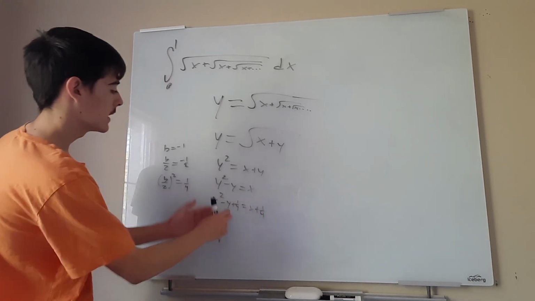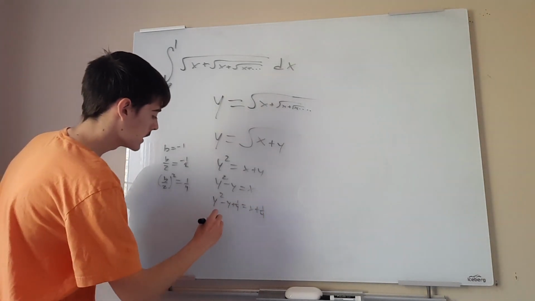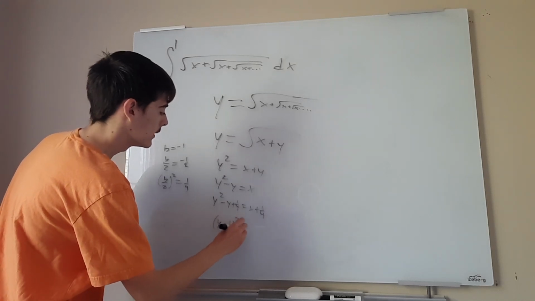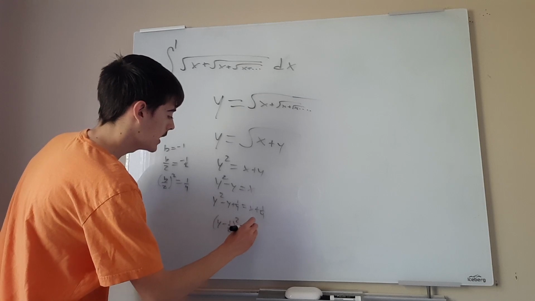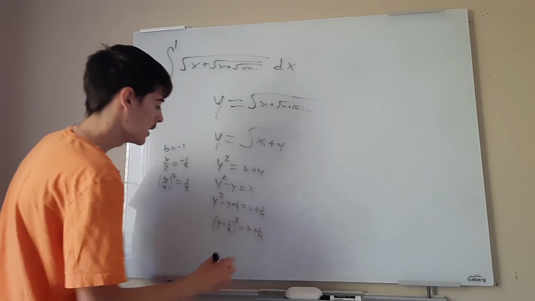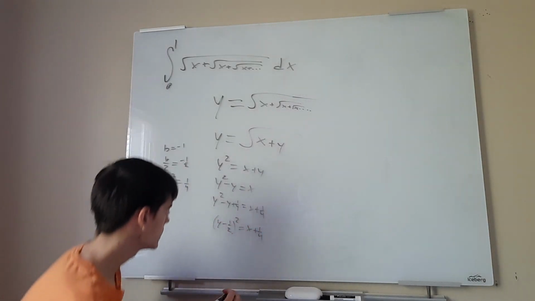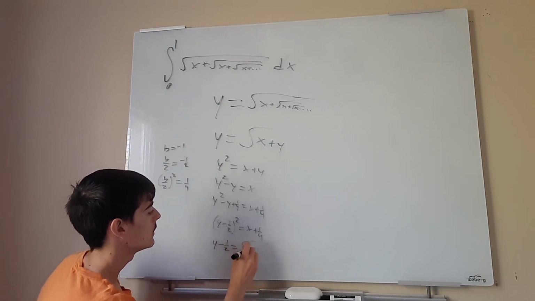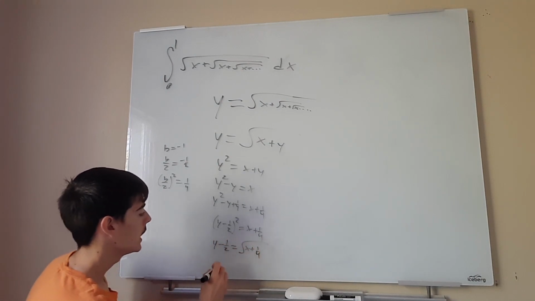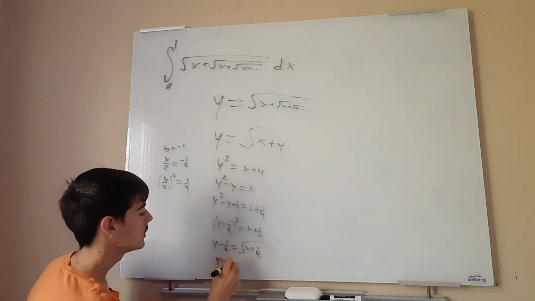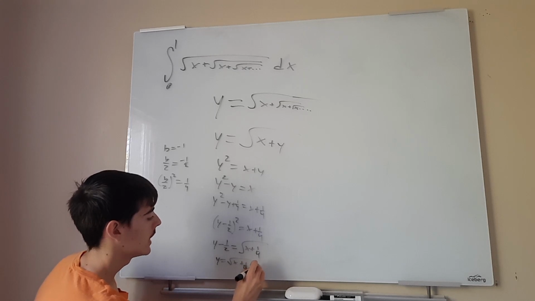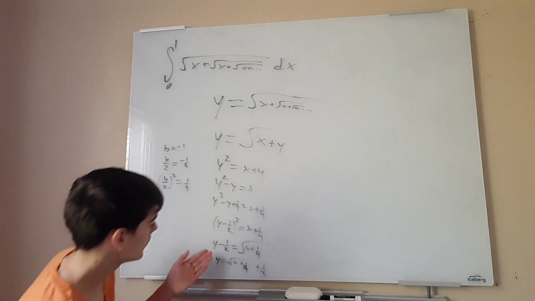And at this point, the left-hand side is a perfect square. That's going to be y minus 1/2 all squared. And on the right side, we still have x plus 1/4. So from here, we could square root both sides now. So we get y minus 1/2 equals the square root of x plus 1/4. And adding 1/2 to both sides, we get y equals the square root of x plus 1/4, all of that plus 1/2. And now we have a value for y.